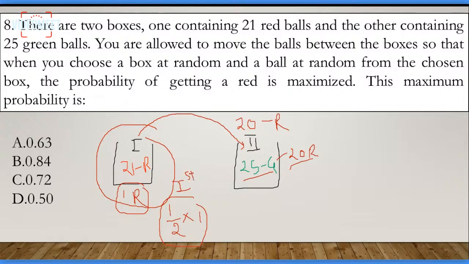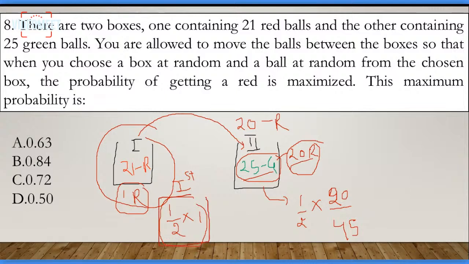According to the second case, there are 25 green balls and 20 red balls. What is the probability of getting red? First of all, the probability of choosing the second box is 1 by 2. After that, what is the probability of getting a red ball? There are 20 red balls, so 20 upon 45. Yes or no? 20 upon 45.